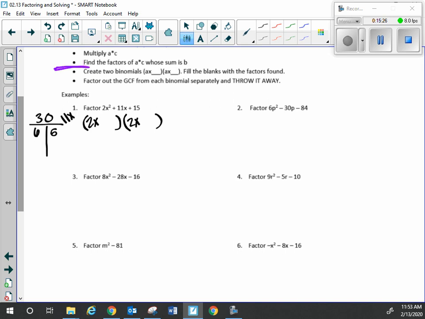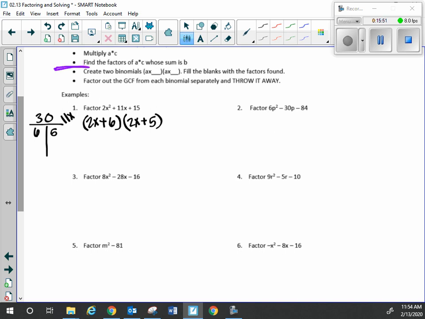Now, what's wrong with that? It equals 4x squared. It does not equal 2x squared. And then I'm going to put in these factors that I just found. So plus 6 and plus 5. Does anybody have a problem with that? It does not equal 15. So there's something that has to still be done.